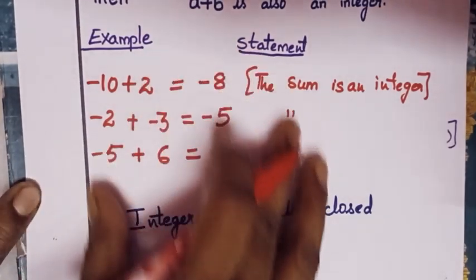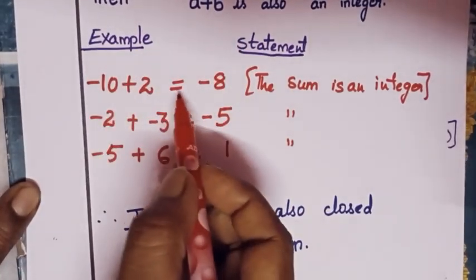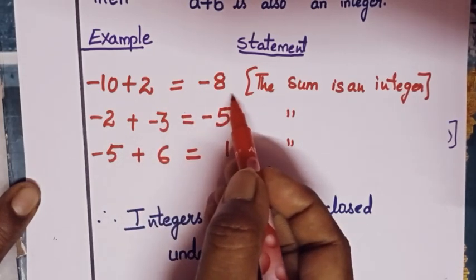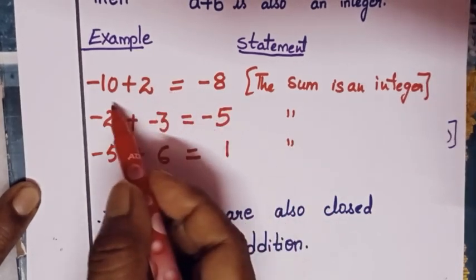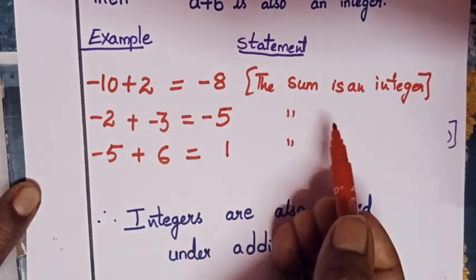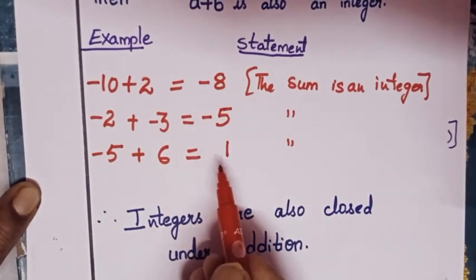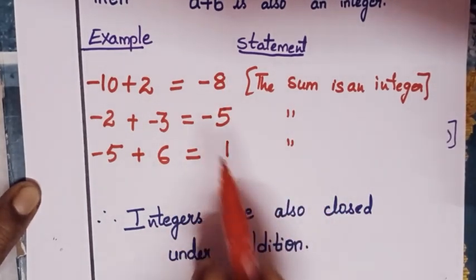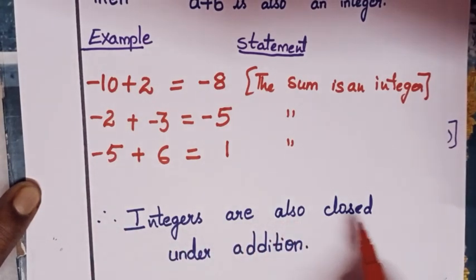Now you got an idea, children. So a plus b equals an integer. If you add two integers, we are getting an integer only, whether it is negative, positive or 0. 0 is also an integer. So integers are closed under addition. Understood, children? Closure property is satisfied by the addition operation.